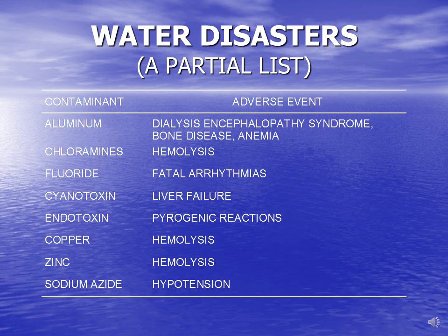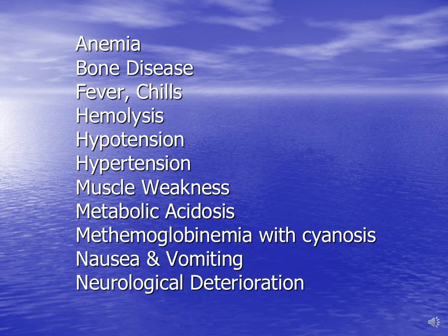Cyanotoxin from algae causes liver failure. Endotoxins from dead bacteria produce pyrogenic reactions. Copper and zinc cause hemolysis, and sodium azide, which is a preservative in some of your membranes, causes hypotension. Anemia, bone disease, fever, chills, hemolysis, all these symptoms are associated with water source contaminants. But as you can see, they can also be symptoms of other causes, not necessarily water.